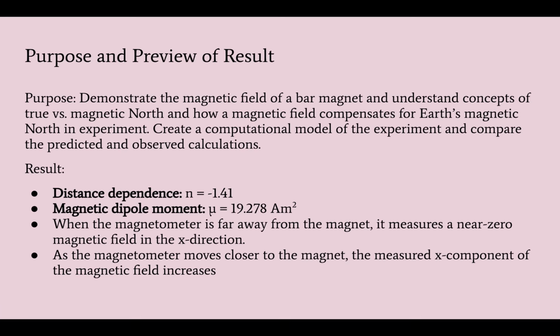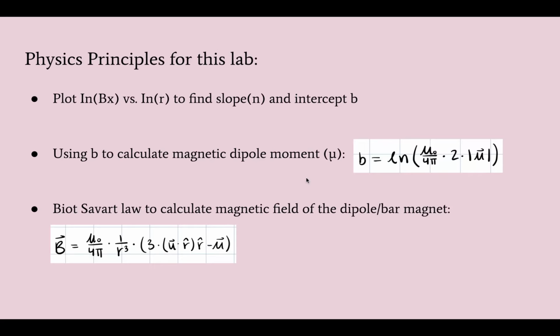A preview of my result is the distance dependence n I got was negative 1.41, and then the magnetic dipole moment mu shown here. For the principles of this lab, we plotted the log of the magnetic field versus the log of r to find the slope n, which I mentioned earlier, and the intercept b, and then I used the intercept b to calculate the magnetic dipole moment mu, and then the Biot-Savart law to calculate the magnetic field of the dipole bar magnet. The equation I used is shown here.